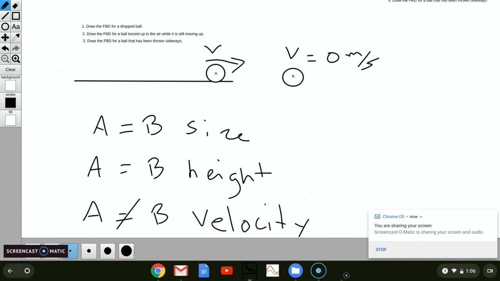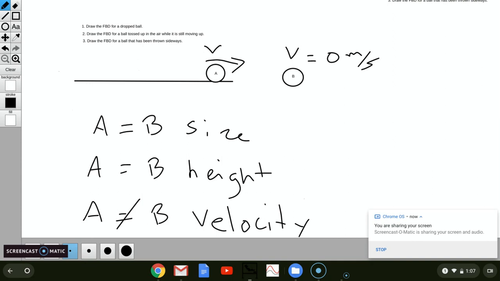The answer here is, if you've been thinking about this, both objects will have the same acceleration because they'll have the same net force acting on them. They have the same distance to go, and so they will hit the ground simultaneously.